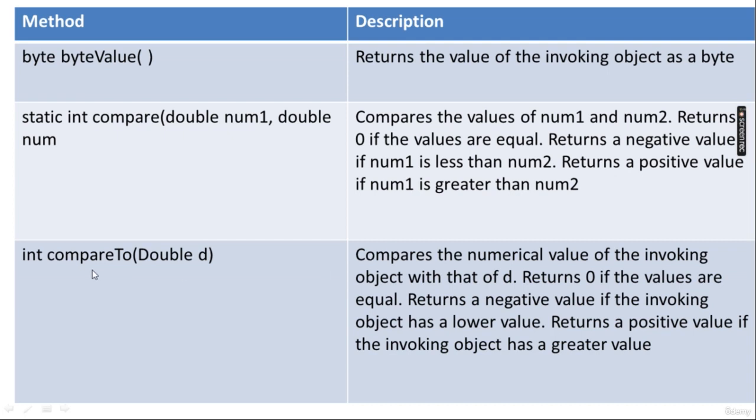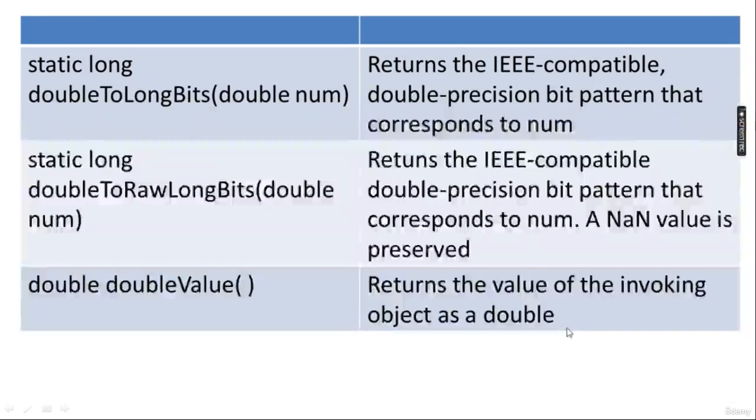Okay, then int compareTo(Double d) compares the numerical value of the invoking object with that of d. It returns 0 if both are equal, a negative value if the invoking object has the lower value, and a positive value if the invoking object has the greater value.